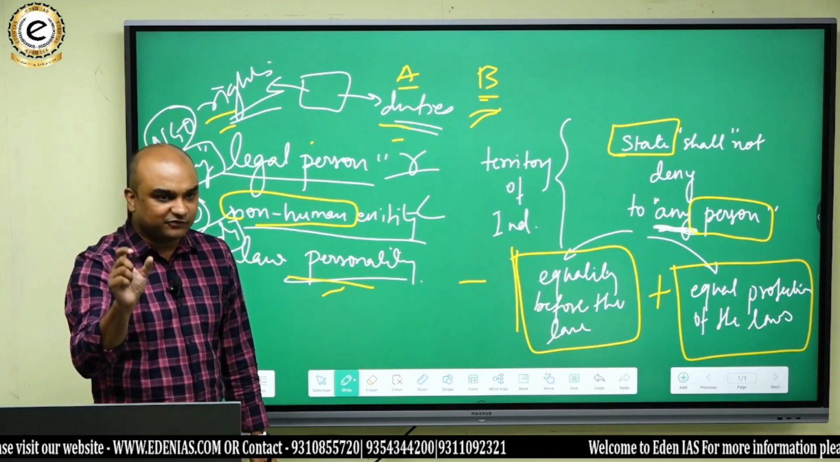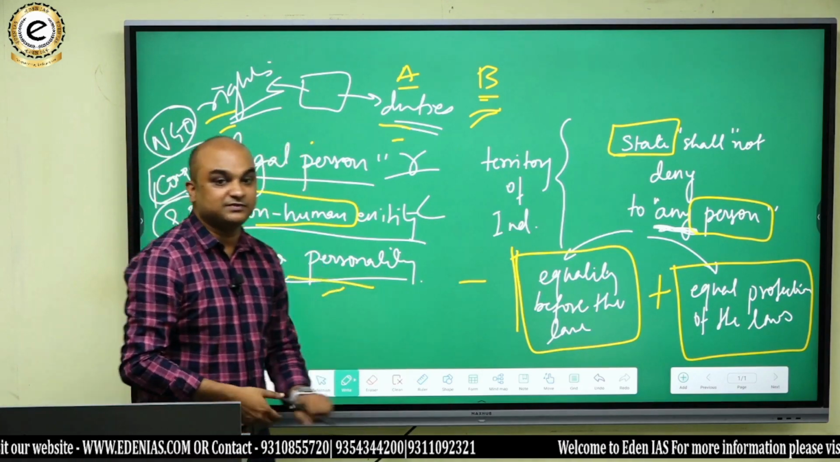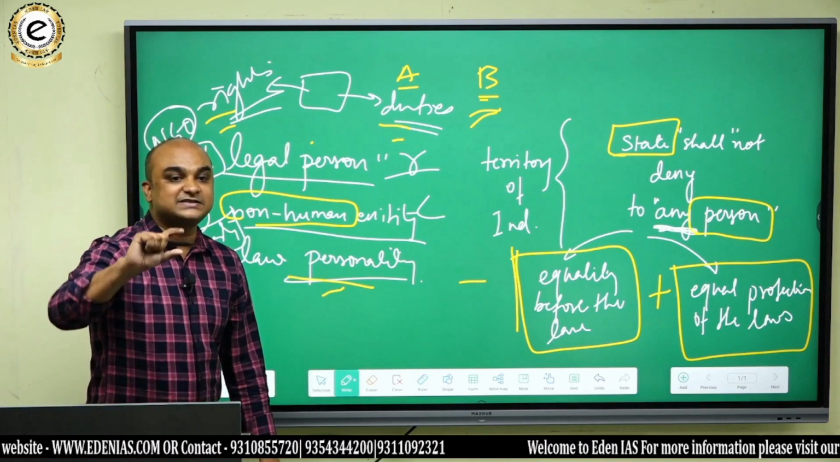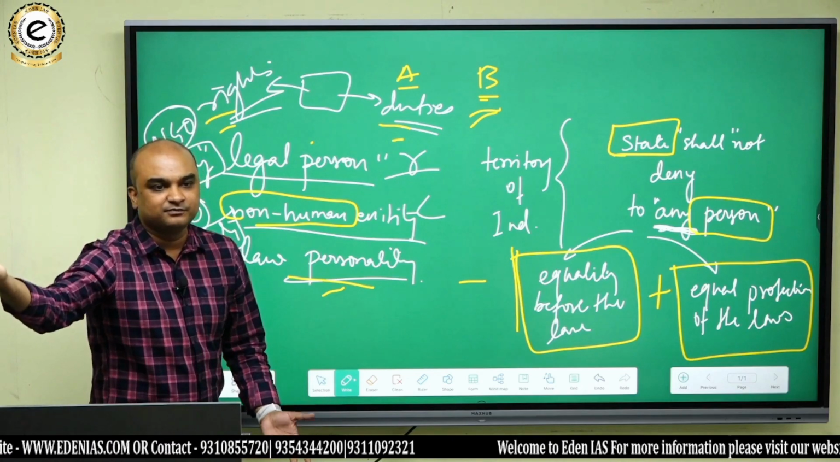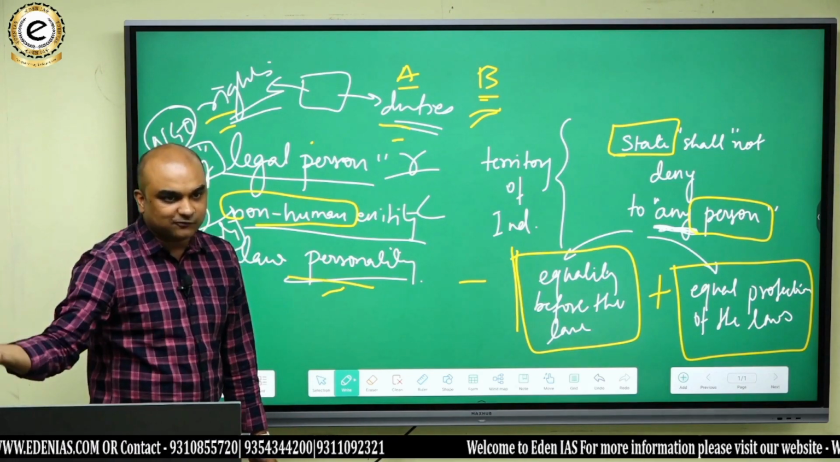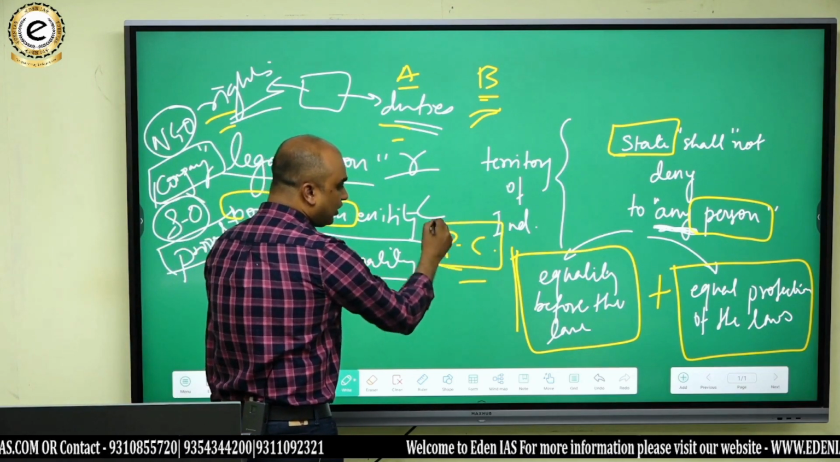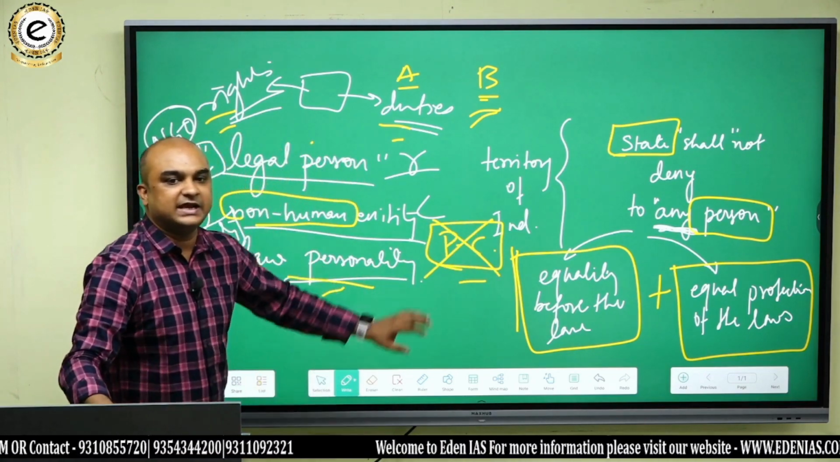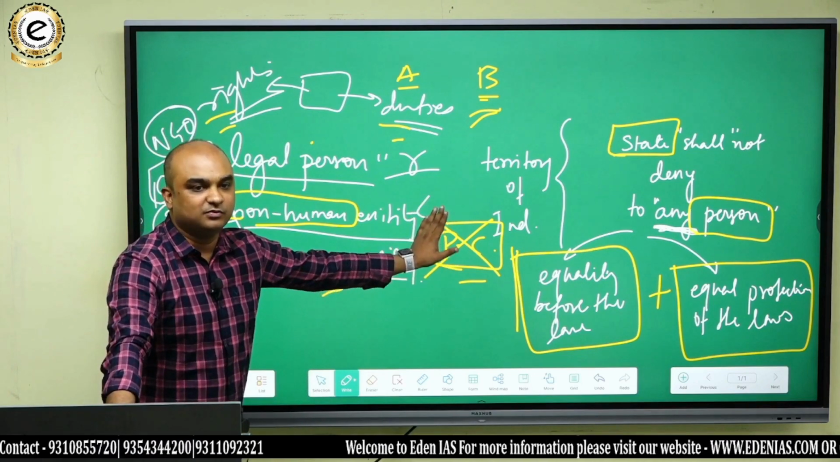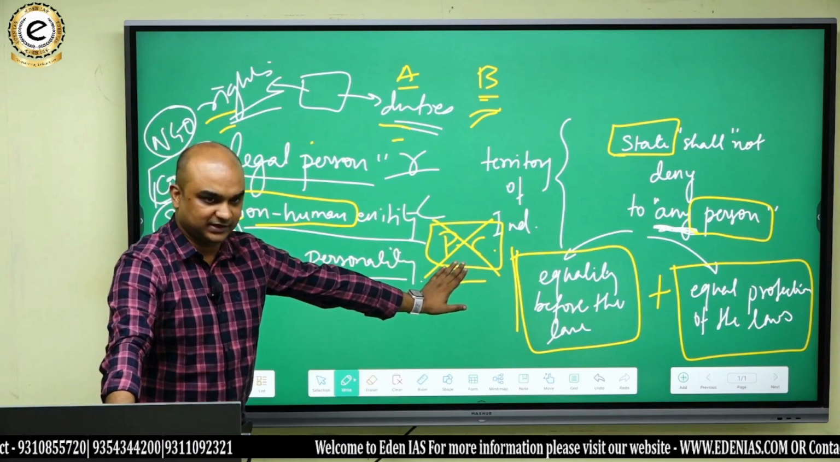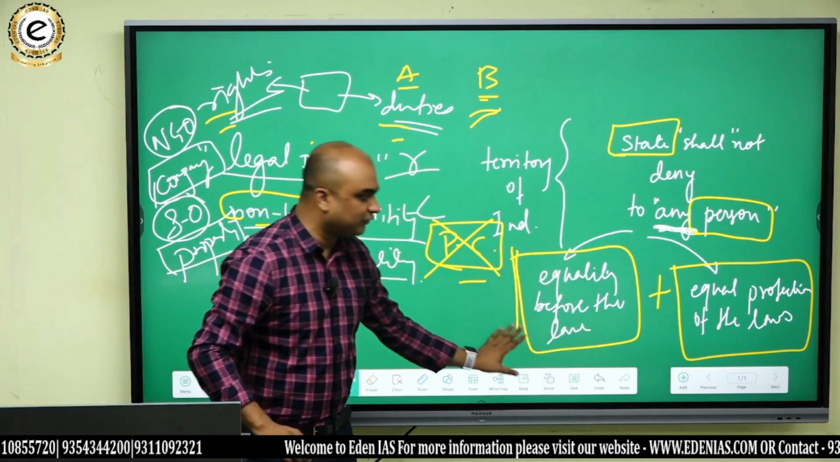But equality before the law is a negative concept. Negative concept, why? Because it says there is absence. Absence means negative, presence means positive. So absence of what? Absence of any privileged class. There will not be any privileged class, and everybody will be equal before the law. Do you get that? That's the meaning of equality before the law.